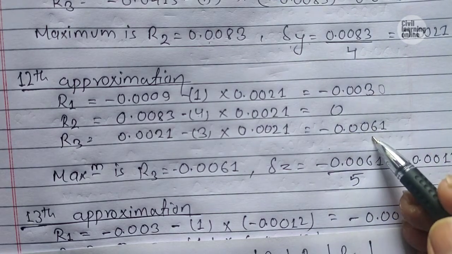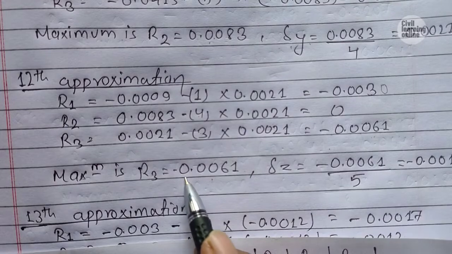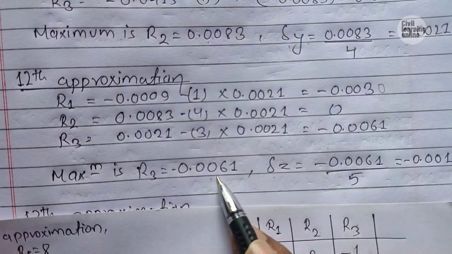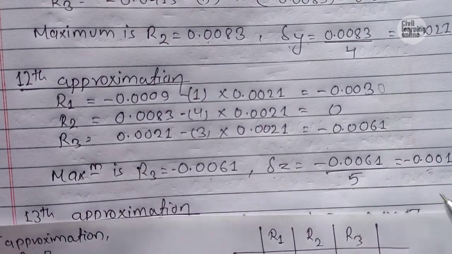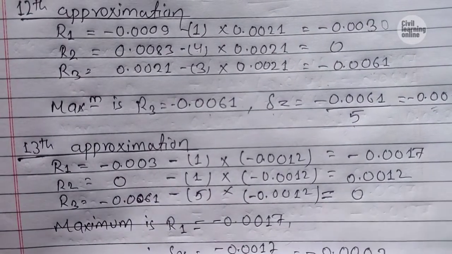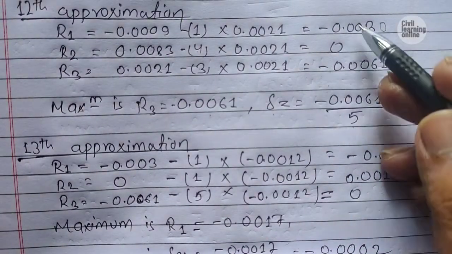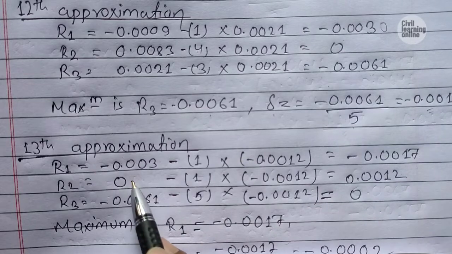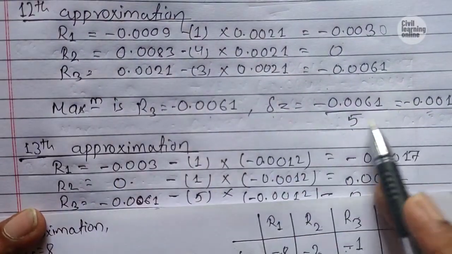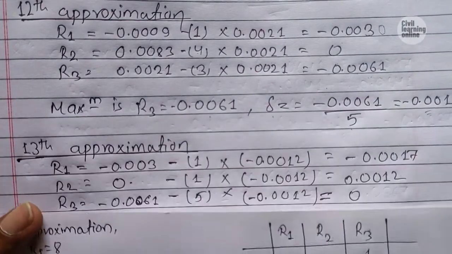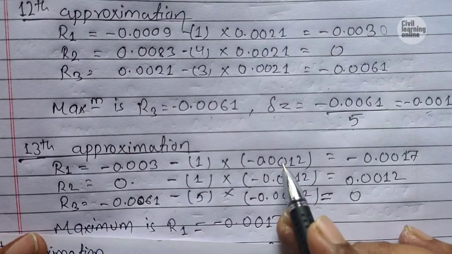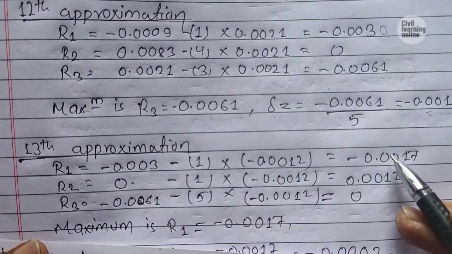Greatest value is this, so here it is, maximum is R3, and in R3 we have del z greater, so for calculating del z we need to divide this by 5, so we will get this del z value. Now for 13th approximation what we need to do is just copy the value of R1 R2 R3, here it is minus sign, and in del z the greatest value was 5, and the row is 115, so 115 and del z value is this, and on solving this we will get this value.